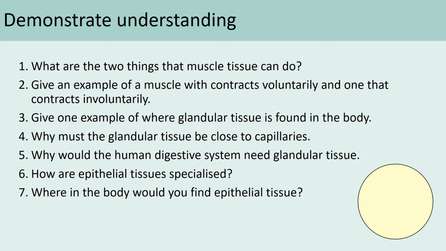Number 5, why would the human digestive system need glandular tissue? So again, linking what glandular tissue does, linking that to the digestive system and what that does. Number 6, how are epithelial tissues specialized? So you need to find out epithelial tissues in humans and how they are specialized for their job. And number 7, where in the body would you find epithelial tissue? So again, if you could pause the video and allow you to find out the answers to those 7 questions.